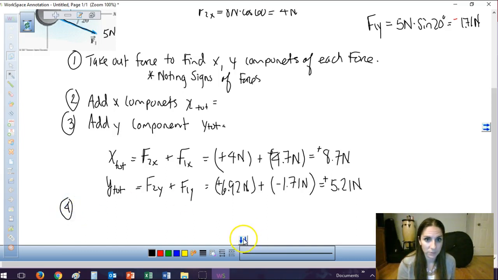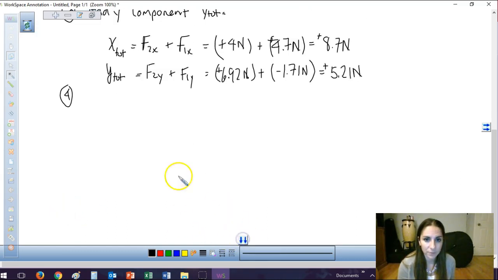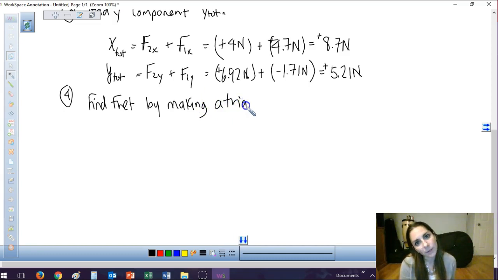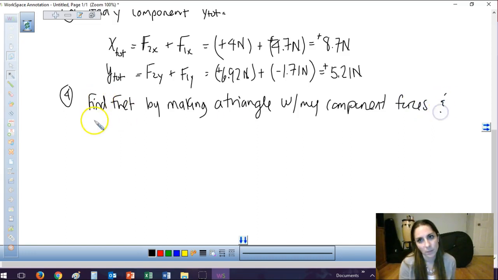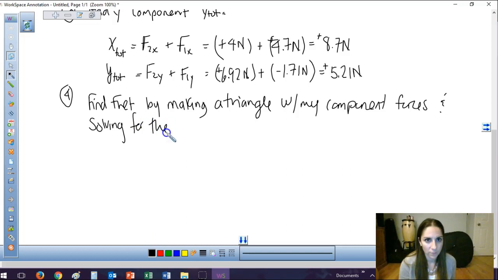So what am I going to do now? So what I'm going to do now is essentially find, now that I have my coordinates of my system, the net force by making a triangle with my component forces and solving for the hypotenuse.